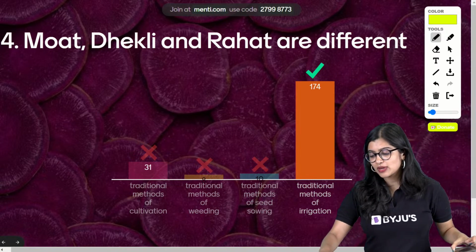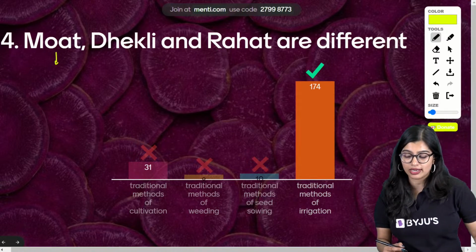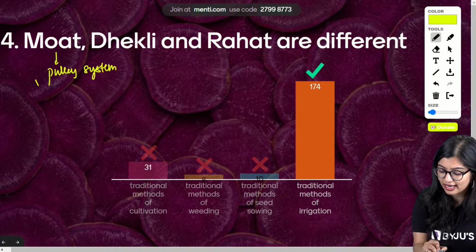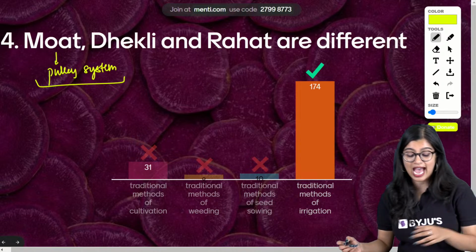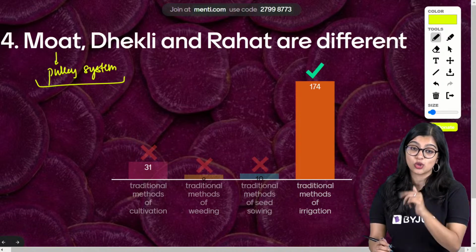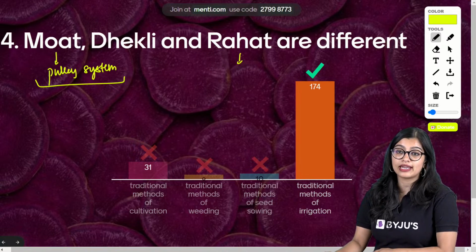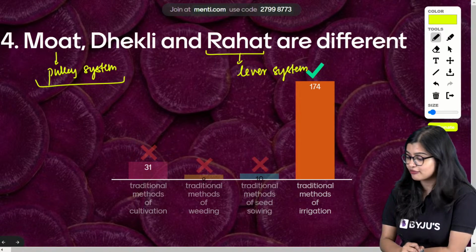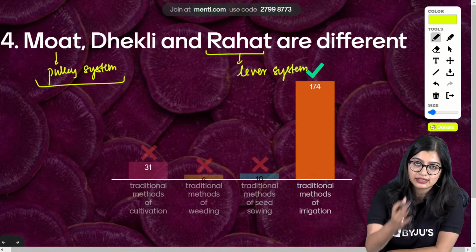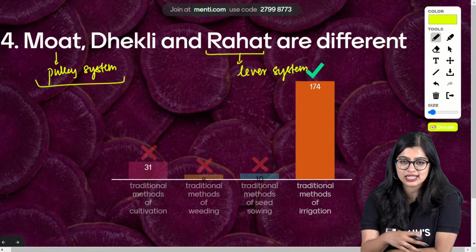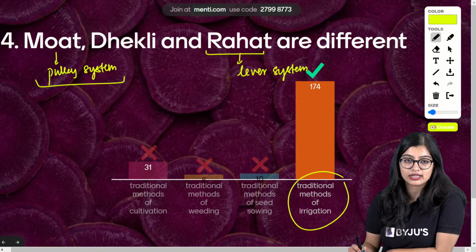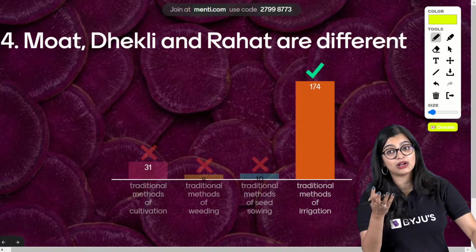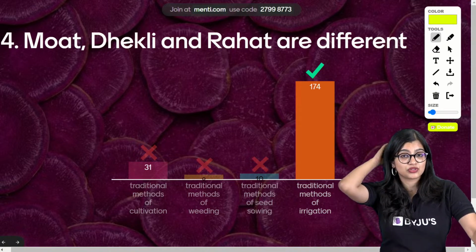Very good. Now, of course, when you talk about moat, we know that moat is often called the pulley system, right? This is another question they can ask you. Which traditional method is also known as a pulley system? They can ask you this question. So, please star mark. Rahat is also commonly called the lever system, right? Yes. So now, this is also something that you will have to keep in mind. And when we talk about Dhekli, it's kind of like that, but it's a little different, right? So these are all easy peasy, and as you all know, they are traditional methods, right? They are all the traditional methods of irrigation. So please star mark this. They may ask you this question in your exams, right?